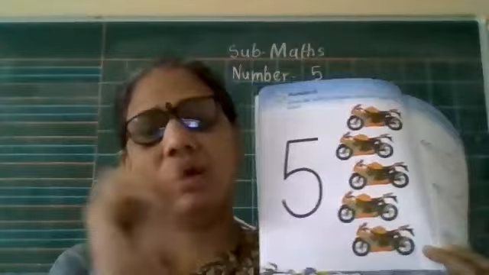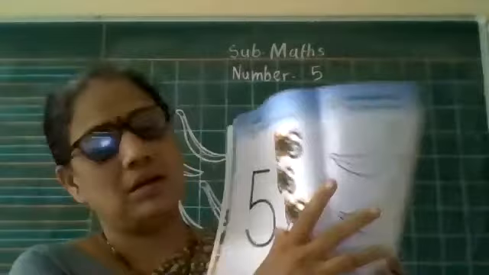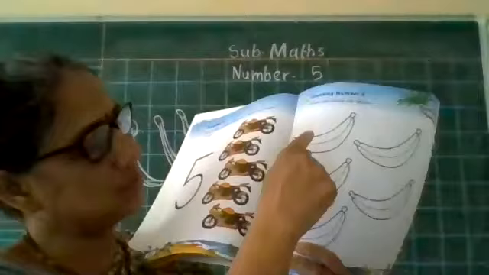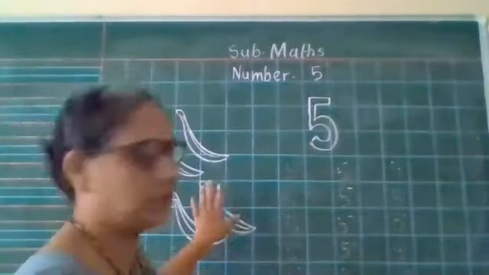And on the next page, what is this? These are bananas. Count these bananas. 1, 2, 3, 4 and 5. You color it in the book. I will color on the board. How will you color? See here.